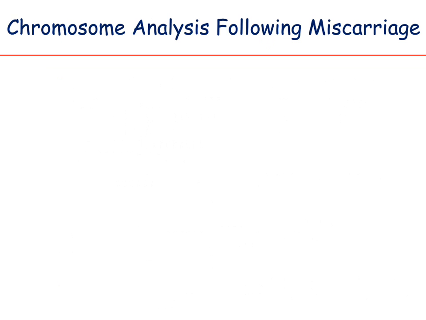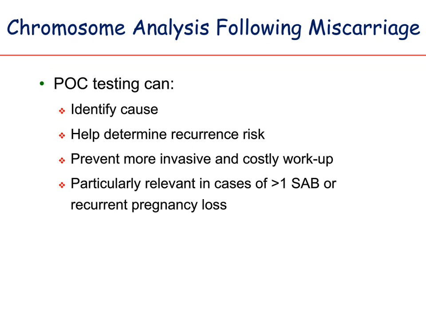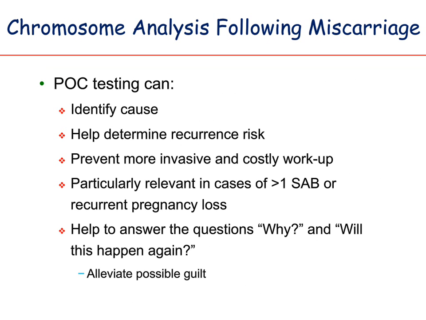So, doing chromosome analysis following miscarriages, we know that POC testing can identify the cause. It can help determine the risk of recurrence and prevent more invasive and costly workup trying to find out the reason. This is particularly relevant in cases where there is more than one miscarriage or recurrent pregnancy loss. And from my point of view, dealing with many patients, this is actually one of the more important reasons: helping patients understand the why, why this occurred and will this happen again.